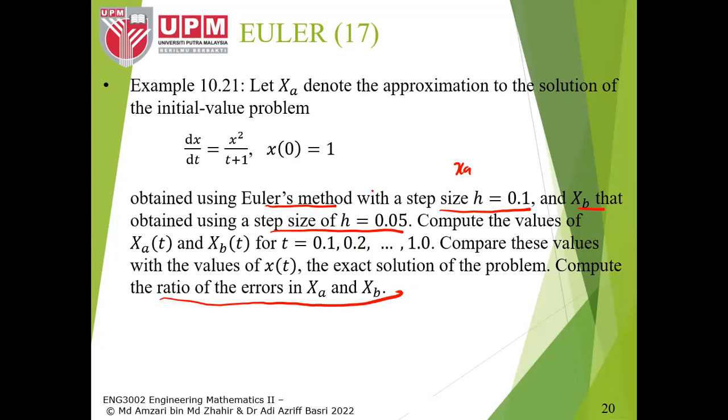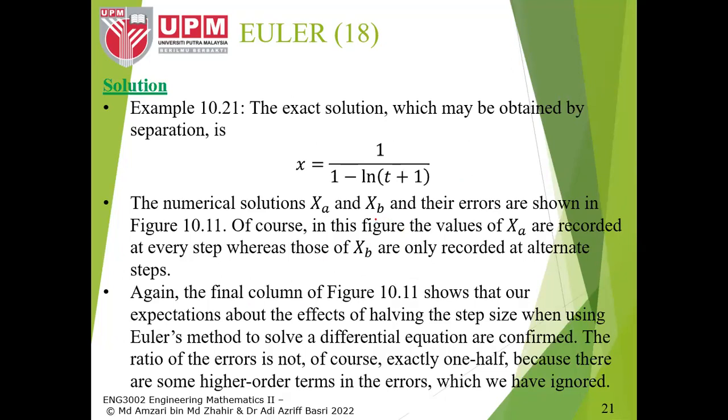There are several steps. First, you need to find the value of xa with the time step of 0.1. Second, you need to find xb with the time step of 0.05. Then you need to calculate for t from 0.1 until 1.0 for each one, and also the x(t) value. Then you need to find the error. In order to do this, it is easier for you to do it in table form.